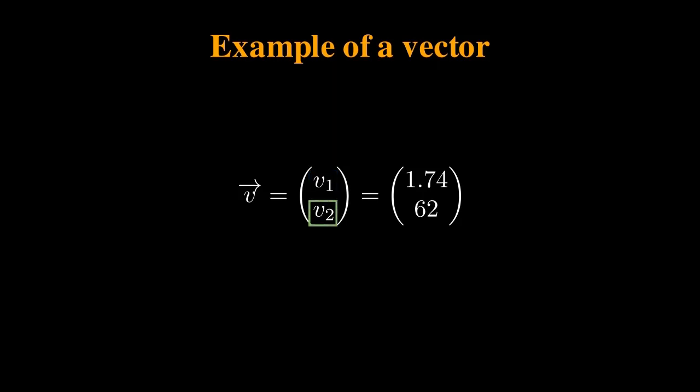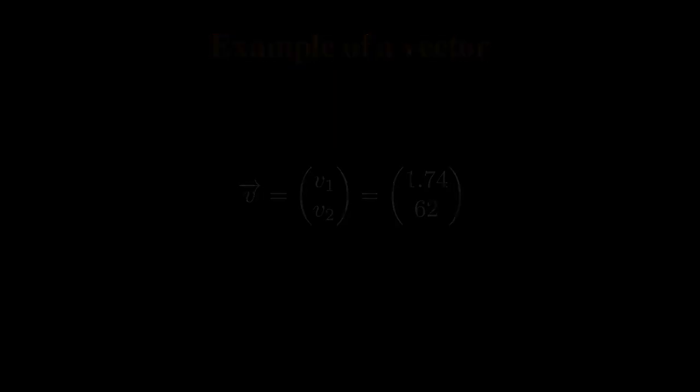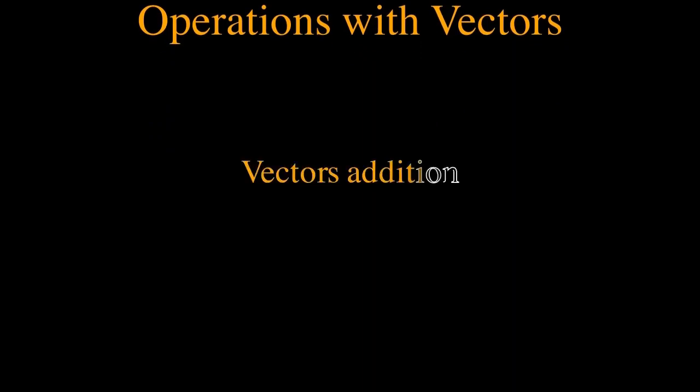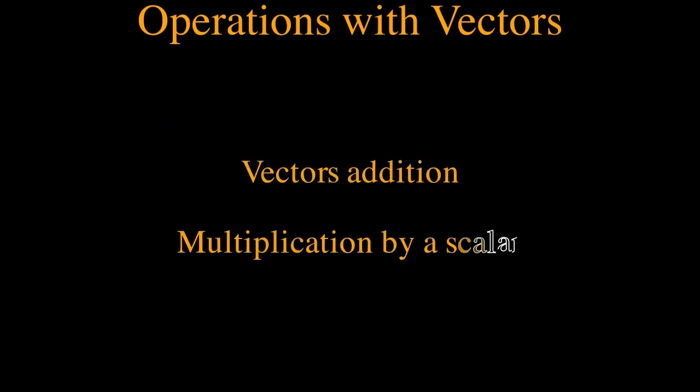Now that we know how to define vectors, one way to carry on moving forward will be to try to combine them or to multiply them by a scalar. In this lesson, we will cover two operations with vectors, the addition of vectors and the multiplication of a vector by a scalar. Let's start with the addition of vectors.